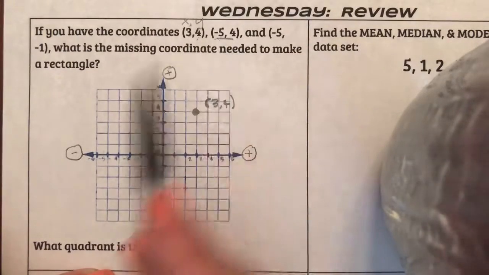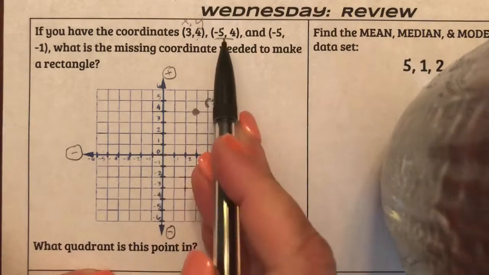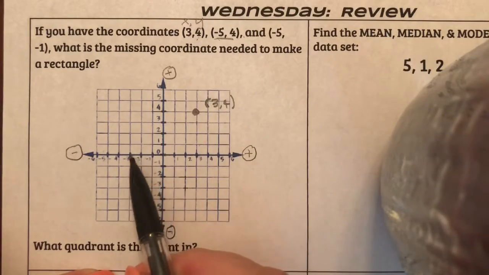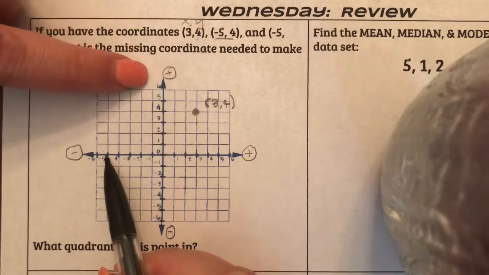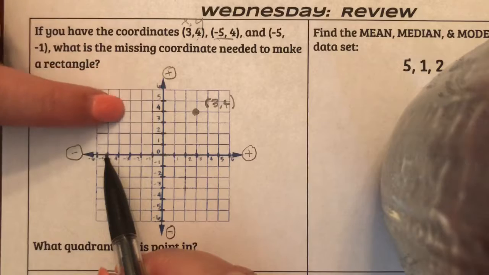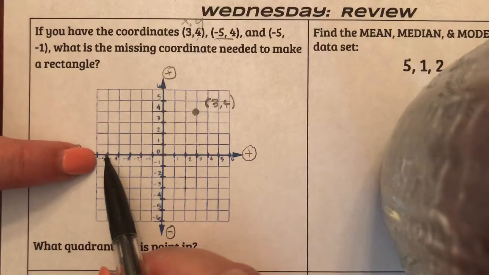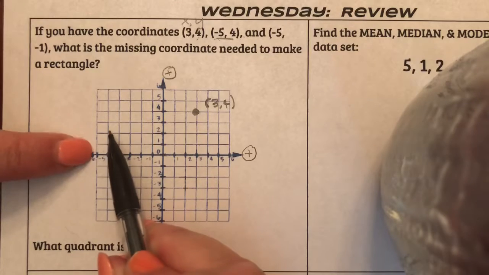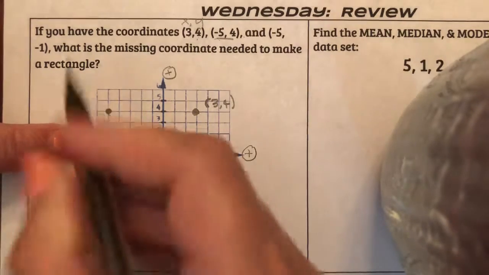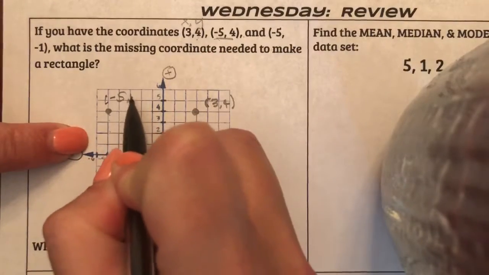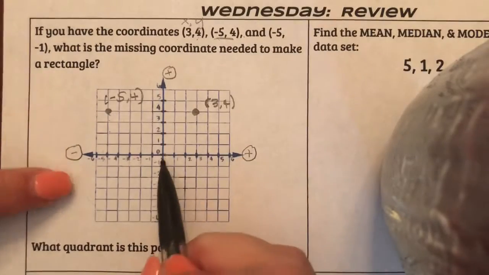My next one's (-5, 4). Again, always x, then y. So I'm going to start here. I'm going to go to -5: 1, 2, 3, 4, 5. And then it's going to be a +4. So a negative x with a positive y is going to be in quadrant 2. I'm going to go ahead and move up: 1, 2, 3, 4. Okay, and I'm going to list those coordinates: (-5, 4).